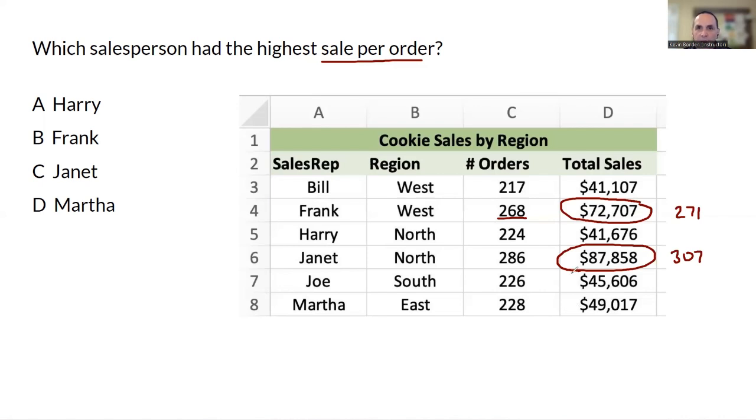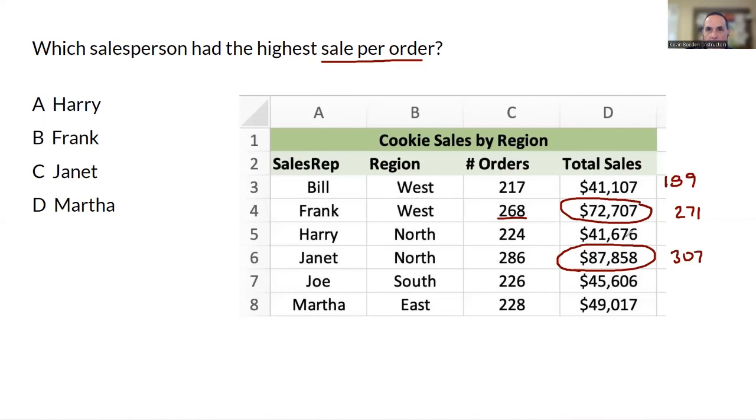So the only way that somebody would be able to beat these two would be if they had a really low number of orders, so that their sales per order is high. So let's just check Bill, just to make sure that we're on the right track here. What's Bill at? 41,107 divided by 217. He is at 189. And we'll just check the rest of them, just to show that it's not that much work to check all of them. And that may be what you want to do to make sure you get the right answer.